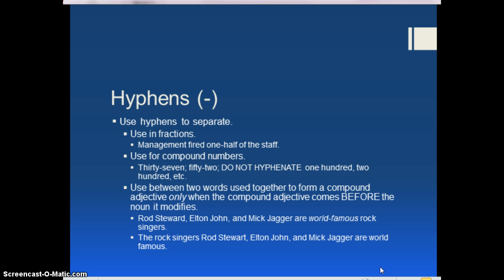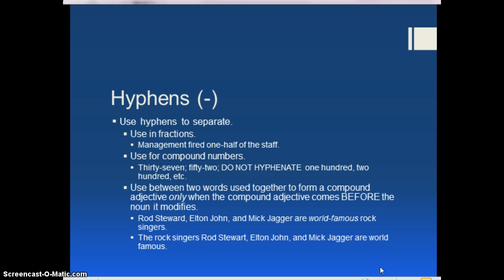Use them for compound numbers. Compound means two numbers, as in 37, 52. You would not hyphenate numbers like 100, 200, 300, 10 million, 5,000. Not those kind of numbers. The kind of numbers you use a hyphen for are compound numbers. So, for example, if you're writing a check and you have to pay $122, you would put a hyphen between 20 and 2. So that is a life lesson for each of you whenever you have to write checks.